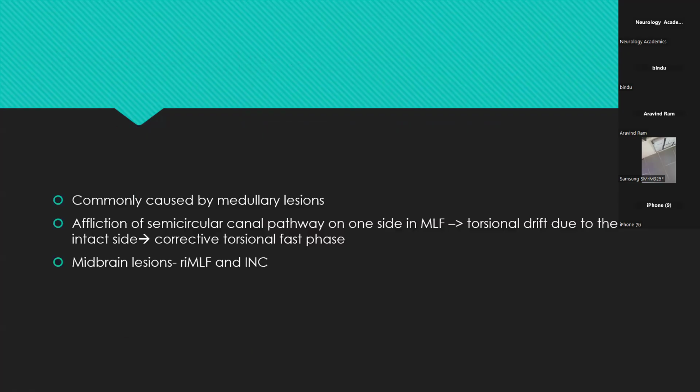So pure torsional nystagmus is commonly caused by medullary lesions. Usually what happens is when the semicircular canal pathway on one side in the MLF is affected, that will cause a torsional drift due to the intact side. So the intact side is overactive, and that will again cause a corrective torsional fast phase. The common lesions are usually in the medulla, as well as lesions in the midbrain like the RIMLF, and the interstitial nucleus of Cajal can be affected as well.